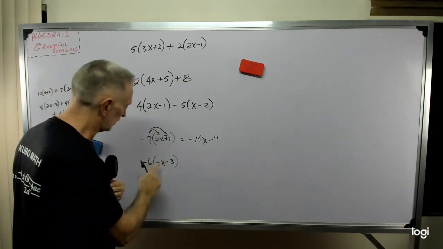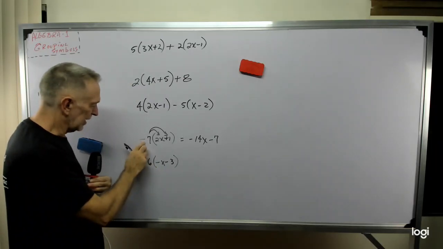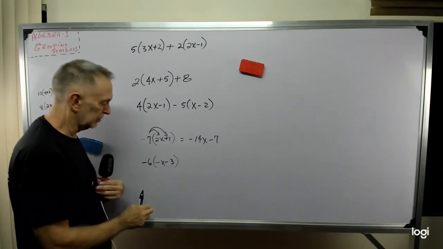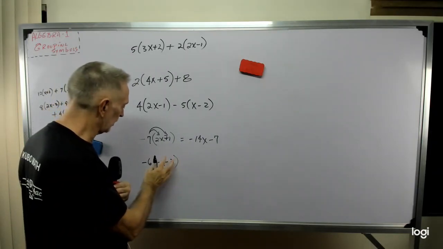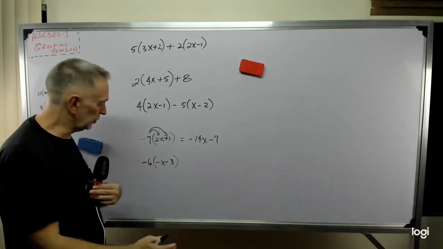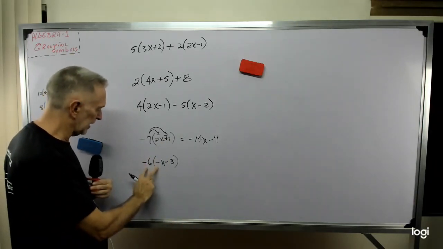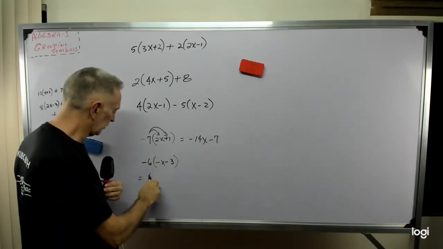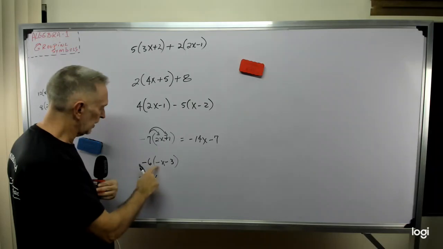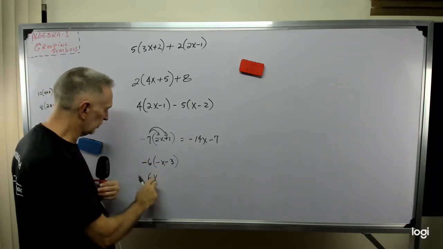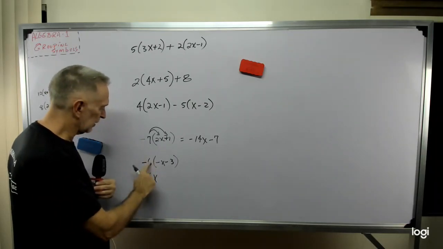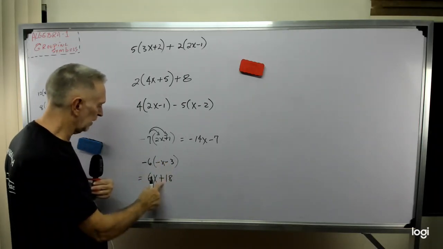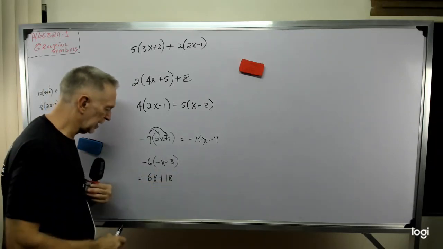Very similar here, except I have a negative outside like I did here, but now a negative x minus 3. So minus x minus 3 in the parentheses, but still, you're just distributing whatever it happens to be. Negative times negative gives me a positive 6x. Negative 6 times negative x is positive 6x. Negative 6 times negative 3 is a positive 18. Negative times negative is positive. 6 times 3 is 18.